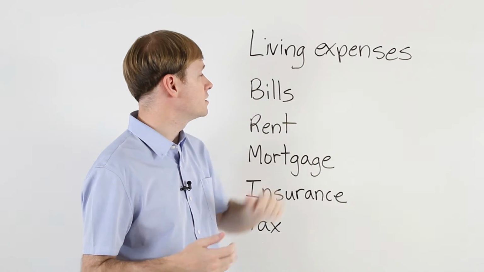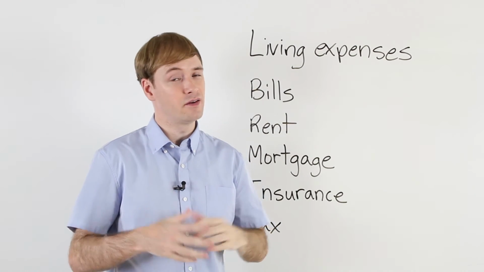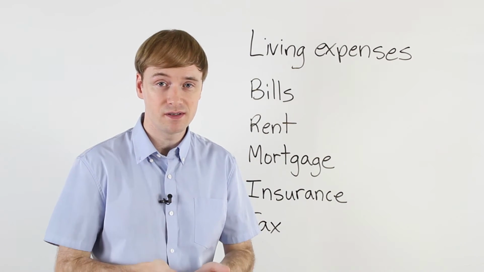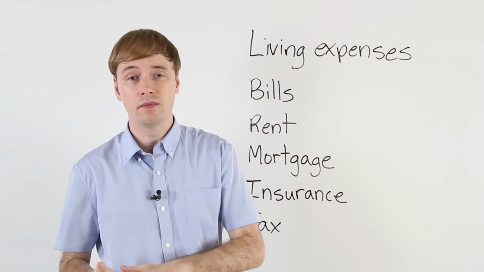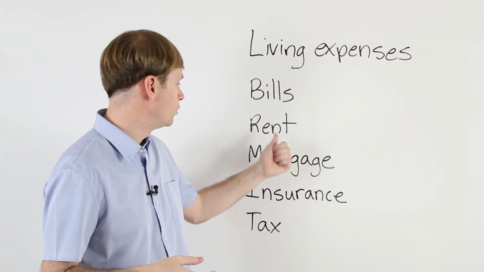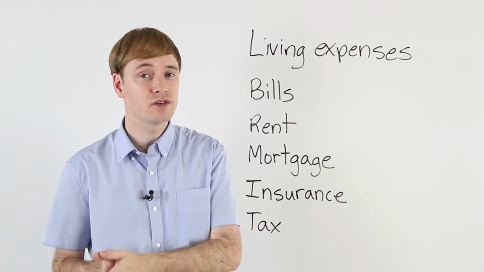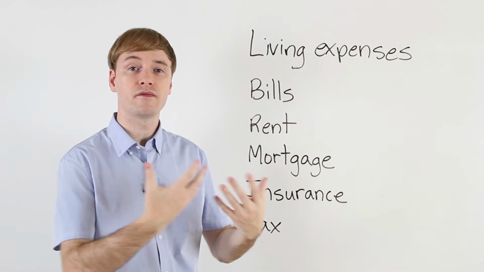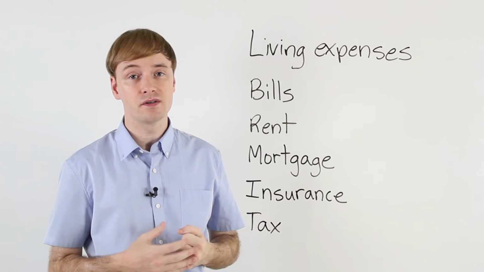Those are living expenses. The next one, bills. Okay, so every month we have to pay bills. We have to pay the electricity bill, the water bill, things like that. Those are bills. Rent. If you're living in a house, the house is not yours, you're renting, okay? You have to rent the house, so you have to spend money to rent the house every month.